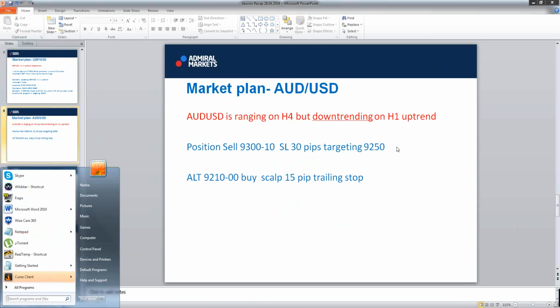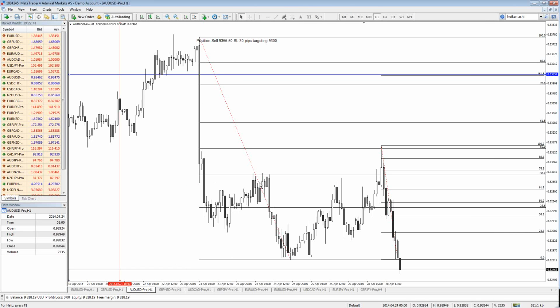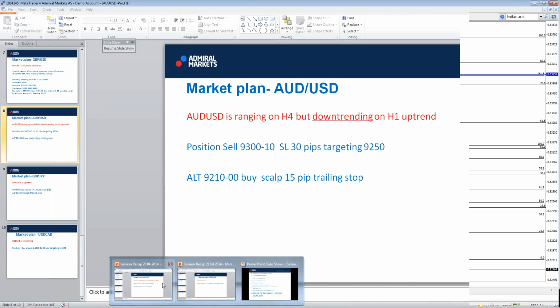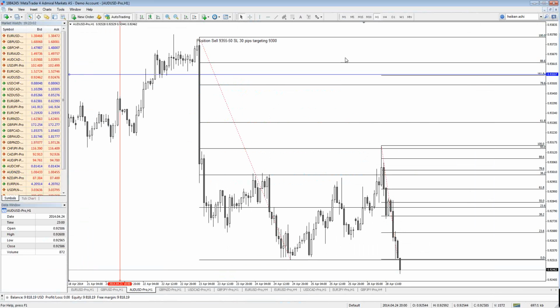Aussie still ranging, but we have again a downtrend on Aussie. Look at this big downtrend. Now for trend trades, what should we do if we want to make a trend trade? Of course, we want to see a pullback. Sell position around 39.00, 39.10 with a 30 pip stop, targeting 92.50, maybe could be achieved. Although it dropped significantly now, it's a big drop. I would wait for a pullback near these levels.